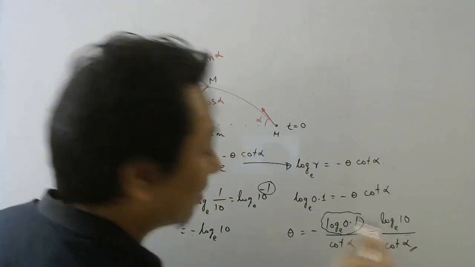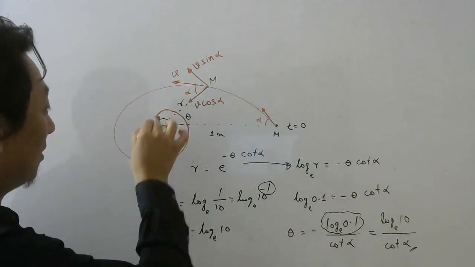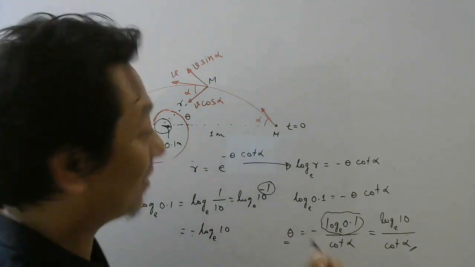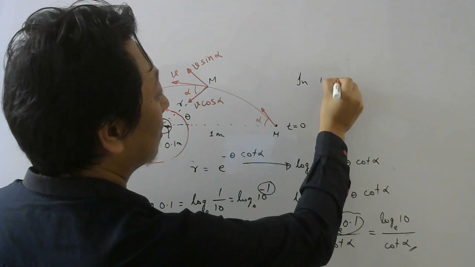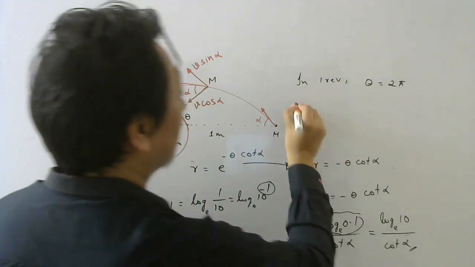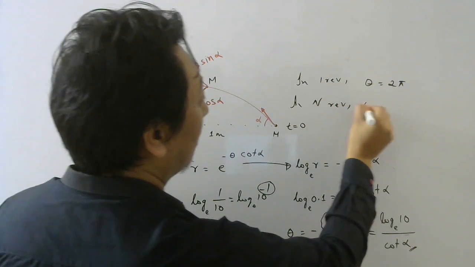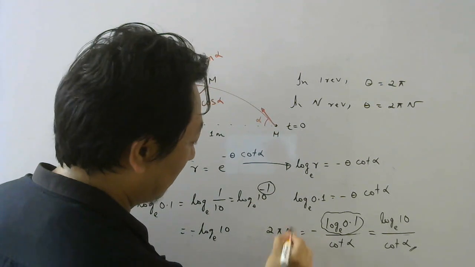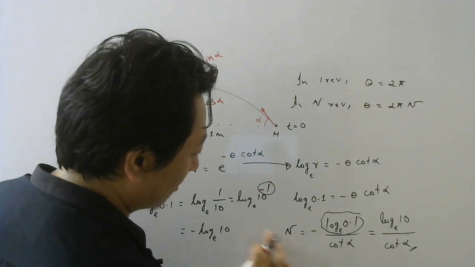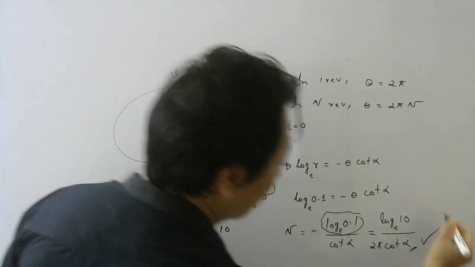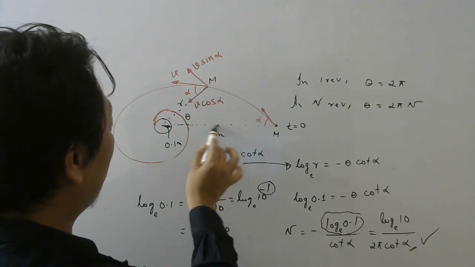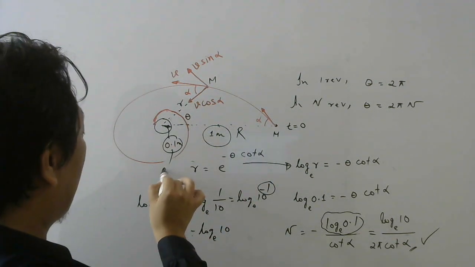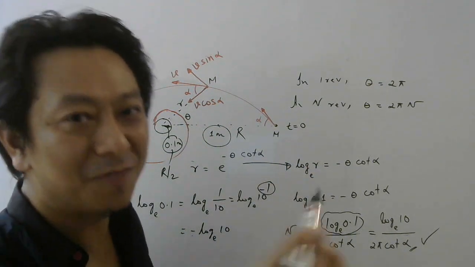So if this alpha is given, we can find the angle it has covered to reach here. Now once you know the angle, you can easily calculate the number of revolutions, isn't it? In one revolution, the angle covered is 2 pi. So in n revolutions, the angle covered will be 2 pi n. So this angle can be written as 2 pi n. Therefore the number of revolutions, if you cross multiply this 2 pi here, will be this. Now you can change this number: you can change this 1 meter to, let's say, capital R, and this 0.1 as R by 2. And then repeat the question just for practice, right?